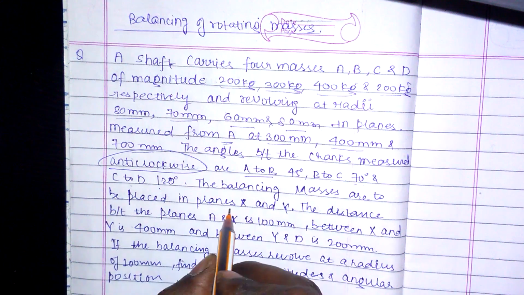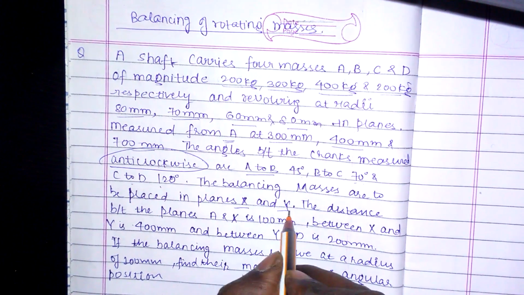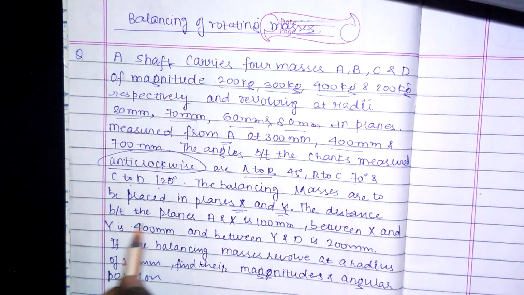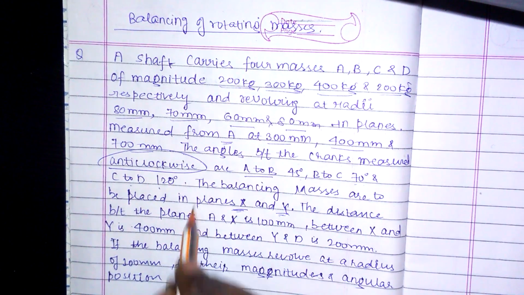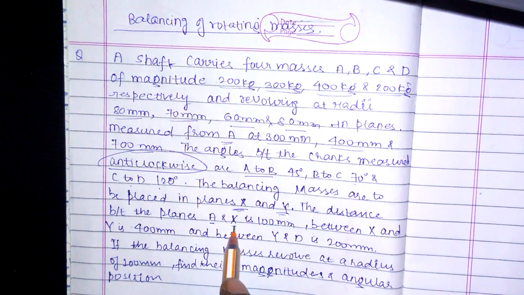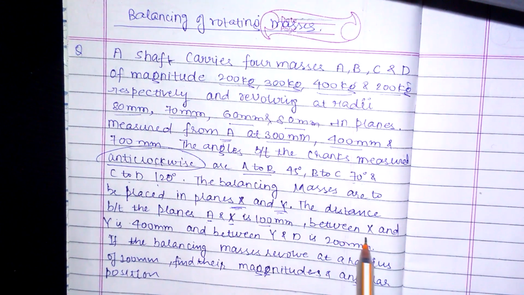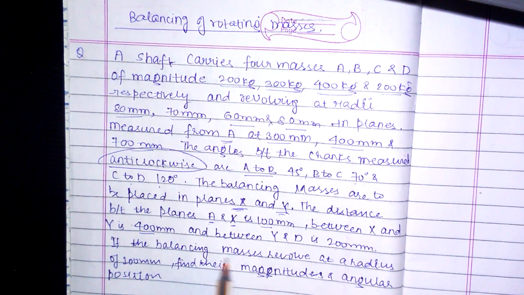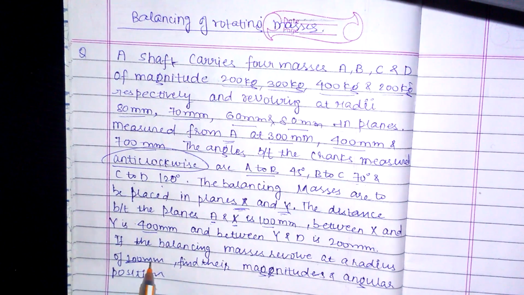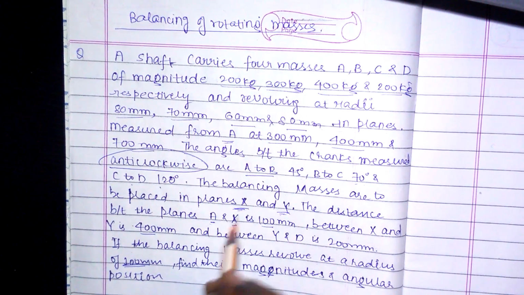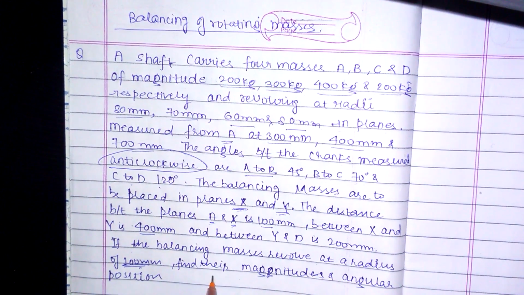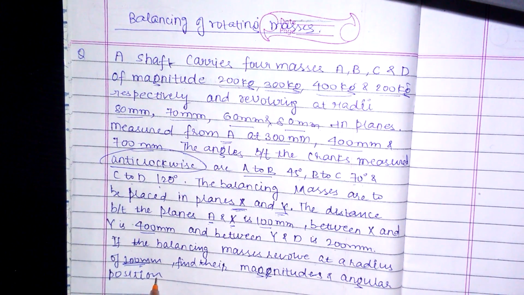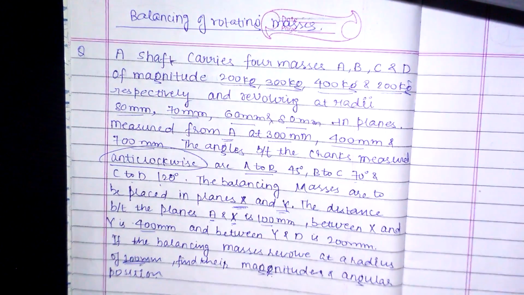The balancing masses are to be placed in planes X and Y. So there are two balancing masses X and Y in different planes X and Y. The distance between A and X will be 100 mm, between X and Y is 400 mm, and the distance between Y and D is 200 mm. If the balancing masses revolve at a radius of 100 mm, so the radii for X and Y will be 100 mm. So find the magnitudes and angular positions.